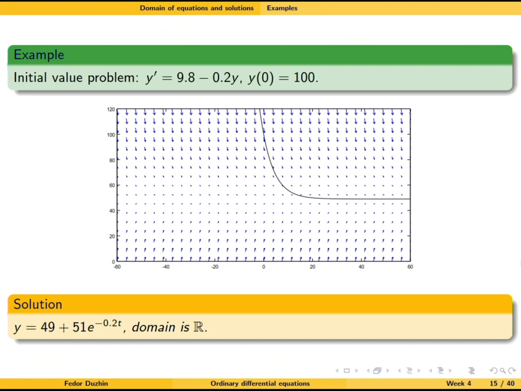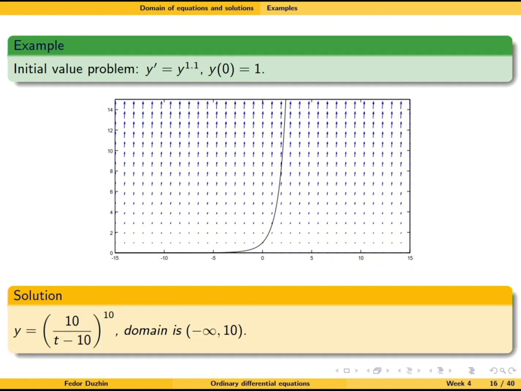So let's go through a few examples. Here, the initial value problem, we can solve it explicitly, and we see that the domain of the solution is the whole real line, right? Because the right-hand side is defined for all values of t. Now, here is a bit trickier one. The domain now, remember that the domain has to be a single interval.